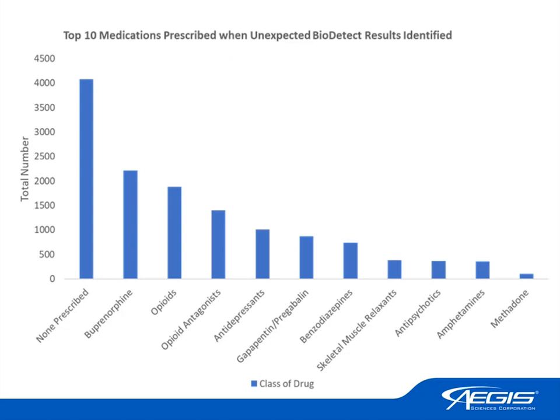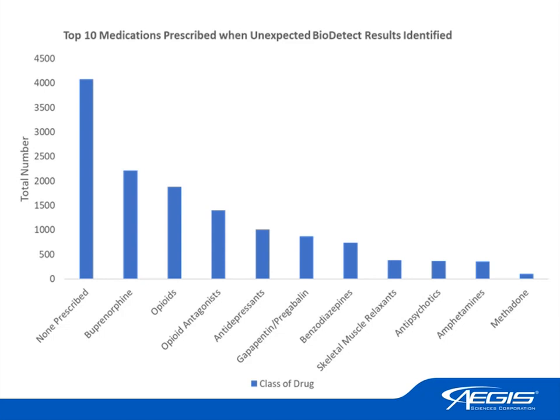That doesn't necessarily mean that there wasn't anything prescribed. It just wasn't noted by the provider at the time that they submitted the sample. But what you will see is that we have drugs that are in the medication assisted therapy space, such as buprenorphine, methadone. You've got your opiates, opioid antagonists, and then you have a lot of psychotropics.